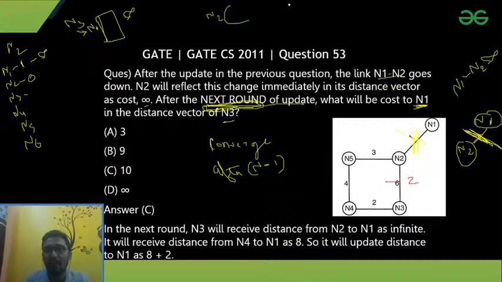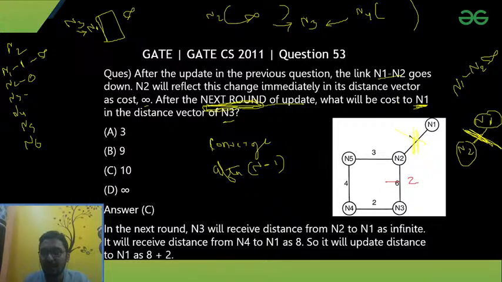What will N2 have? N2 will have infinity for N1 in its distance vector. But everyone will not update that immediately. What we have to talk about is N3. So N3 will receive infinity from N2 for N1, and N3 will also receive a value from N4.